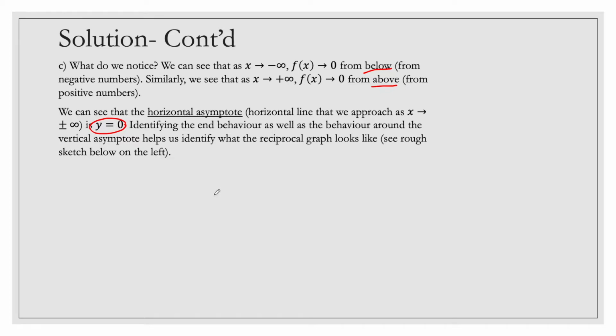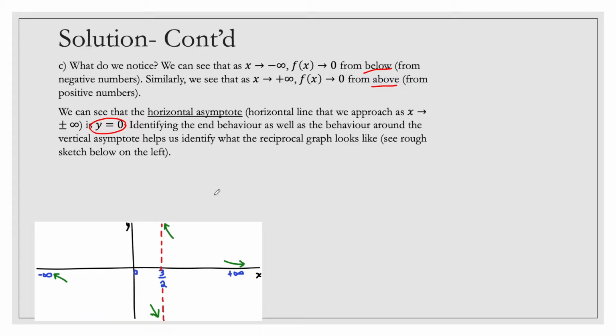It's just for now that it happens to be; a lot of times the horizontal asymptote will be y is equal to 0. Once again, now that we know what the end behavior looks like, we have a better idea of what the reciprocal graph could look like. So this is just a rough sketch, and please do not judge my picture. It looks roughly like this.